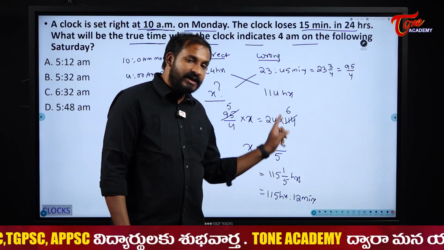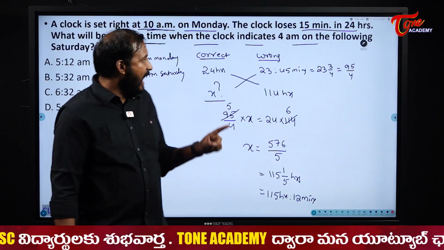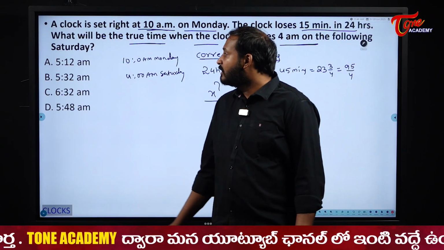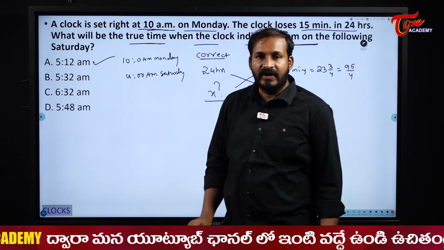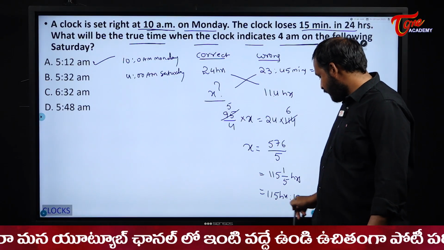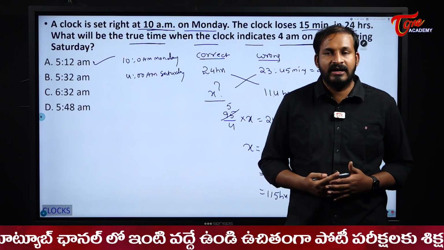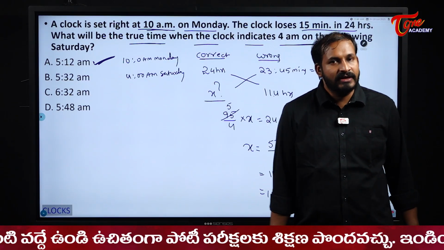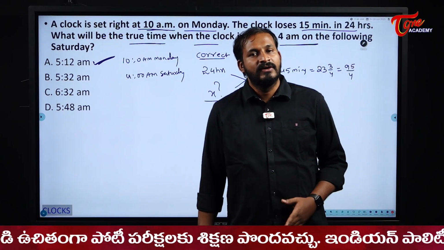That means how much more time here I have? 1 hour 12 minutes. Actually it is showing 4 a.m. But the true time will become what? 5:12 a.m. Why? Because 1 hour 12 minutes in excess. So, our time here will become 5:12 a.m.